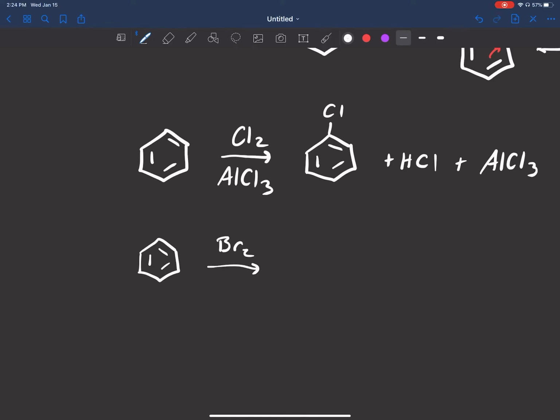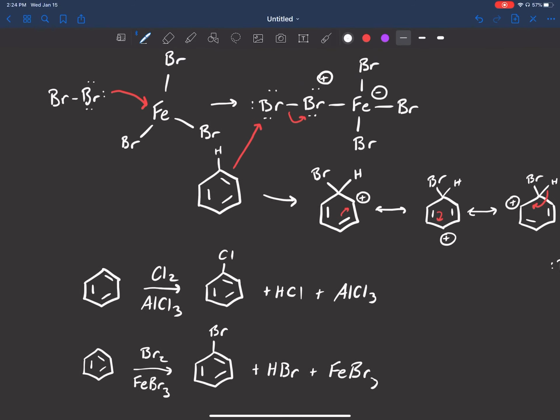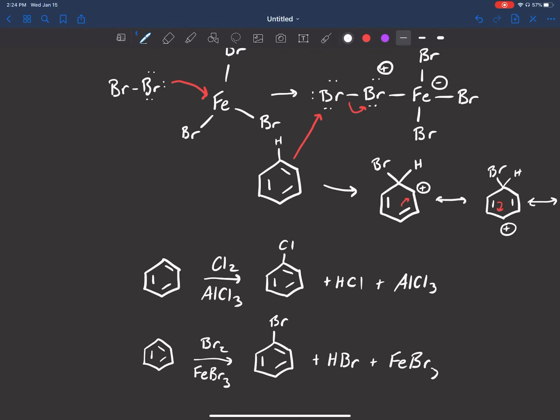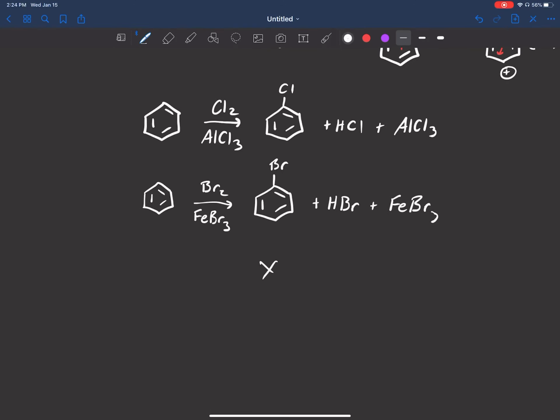Br2 over FeBr3. Put the bromine plus HBr plus FeBr3. Alright? And that sums up the chlorination and the bromination reactions, and you guys can just think of them as essentially just one reaction. X2, like a halogen, chlorine or bromine, over AlCl3 or FeBr3, depending on which one you want to do. Alright, and don't get too caught up in the catalyst.